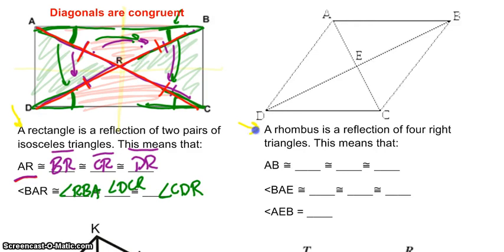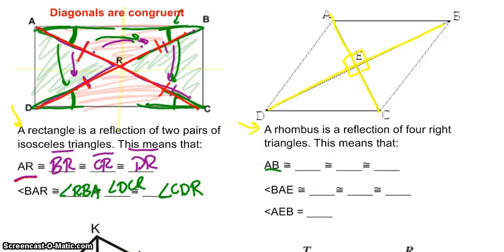Next, let's take a look at a rhombus. A rhombus is a reflection of four right triangles. So think of there being four right triangles, and they're all reflected across these diagonals. Again, they're right triangles, so we've got this right angle in the middle. Now, hopefully we can answer some questions.